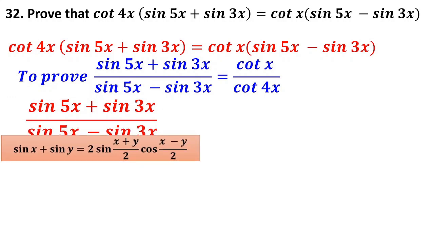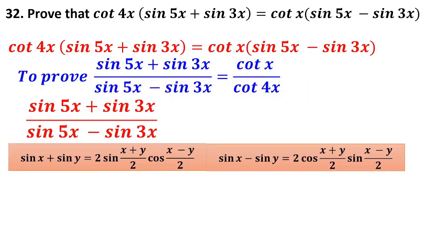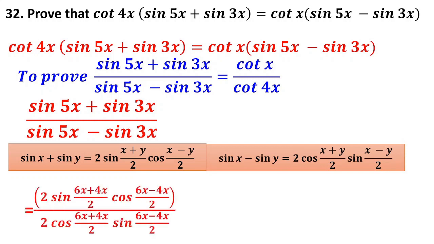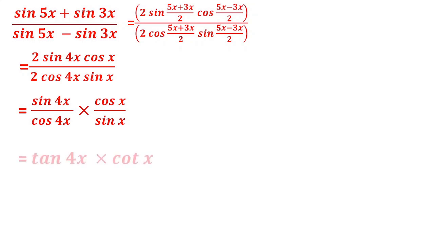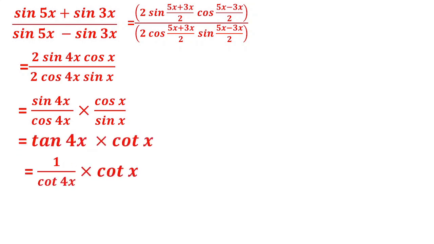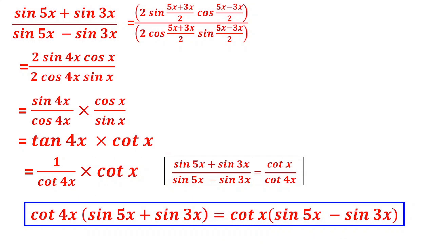Let me make use of the formula for sin x plus sin y and sin x minus sin y. Please recollect the formula. I am using it in the numerator, and I am using it in the denominator. And it will become sin 4x by cos 4x and cos x by sin x, and it will be tan 4x by cot x, which is nothing but cot x by cot 4x. You got the right hand side, and they have given it by simply cross multiplying.